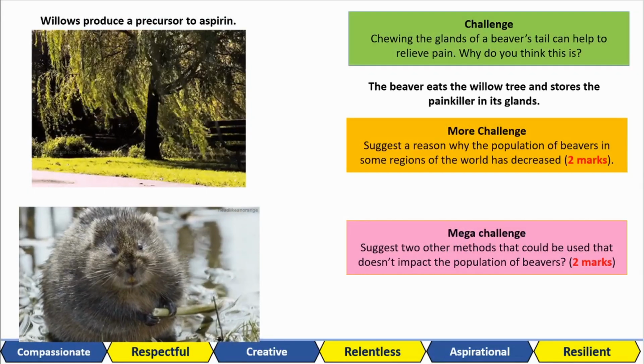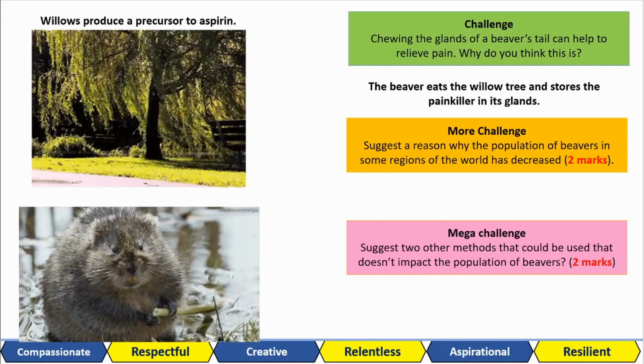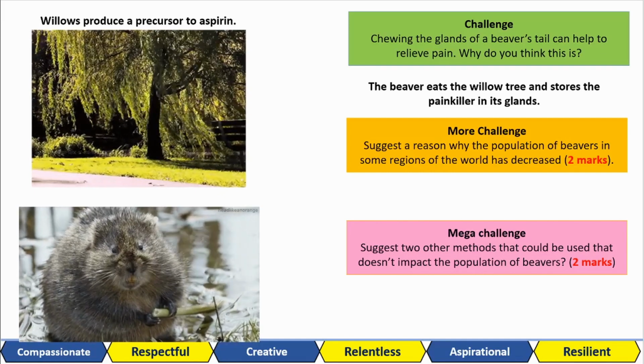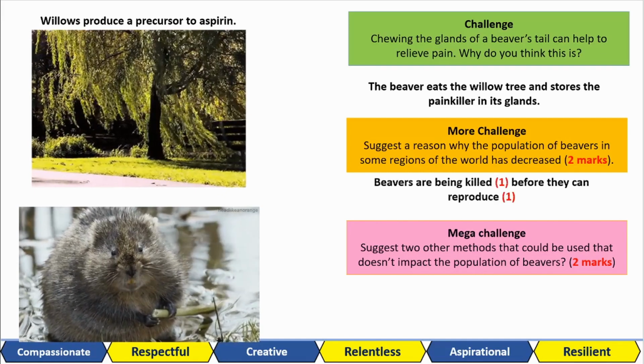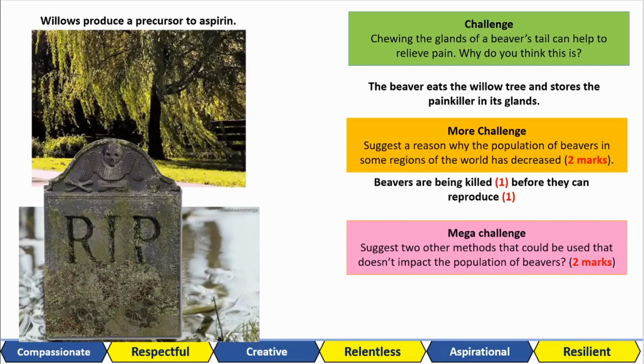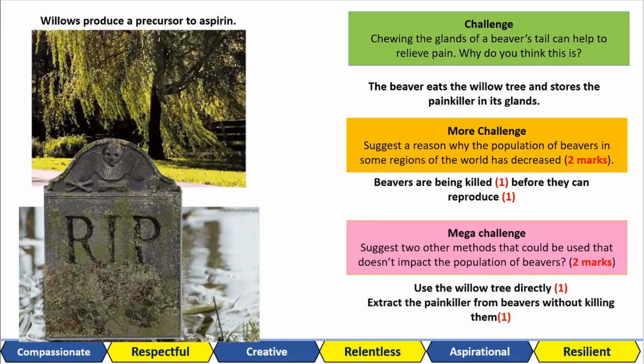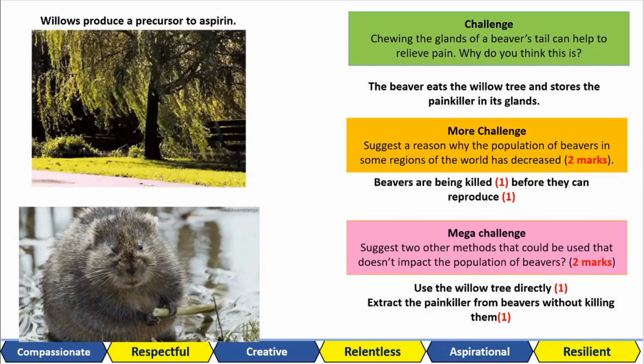Beavers eat the willow tree bark. The painkiller gets stored in their gland after they've eaten it. The beavers are being killed before they reproduce. This will reduce the population size. And finally, you could either use the willow tree directly, or you could extract the painkiller from the beaver without killing it.